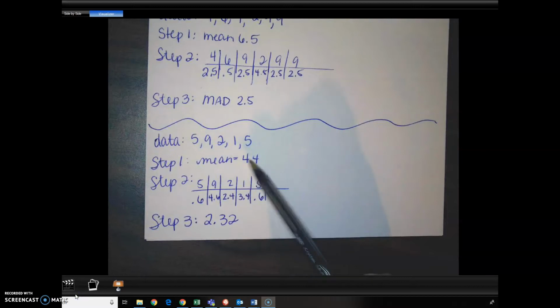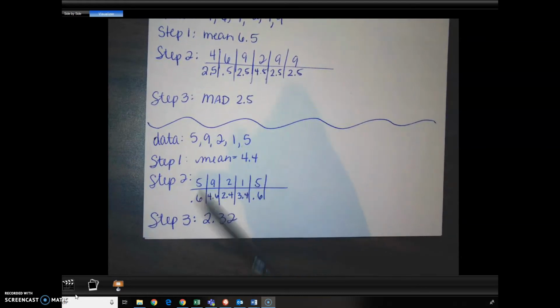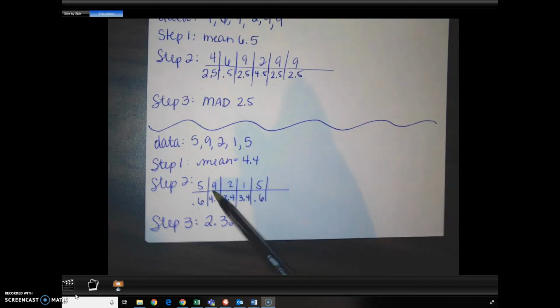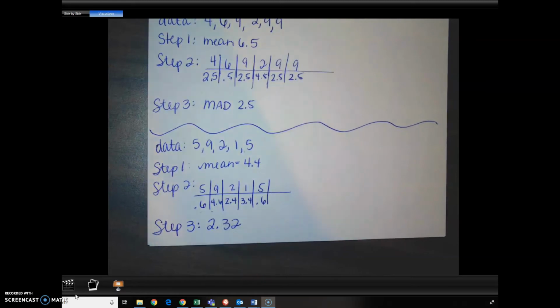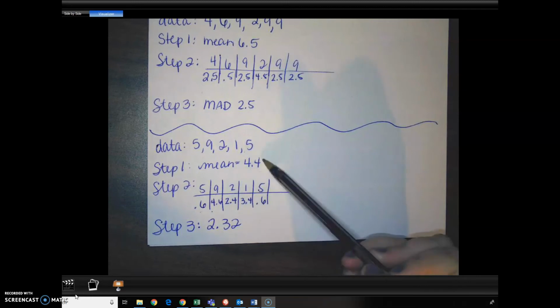Alright, so my mean was 4.4 when I added those numbers up and divided by 5. And then I found the differences. I do have a lot of students that have been struggling with finding the difference when there's a decimal. So use your calculator. Do 4.4 minus 5, and you'll get a negative 0.6, but we want only positive numbers here. And then 4.4 minus 9 is 4.6. So negative 4.6, but still, we want its positive value, and so forth.